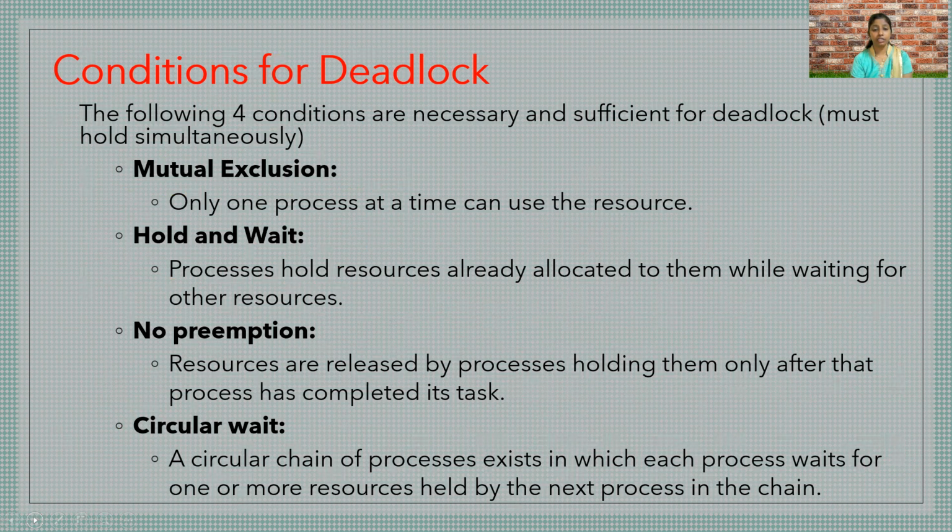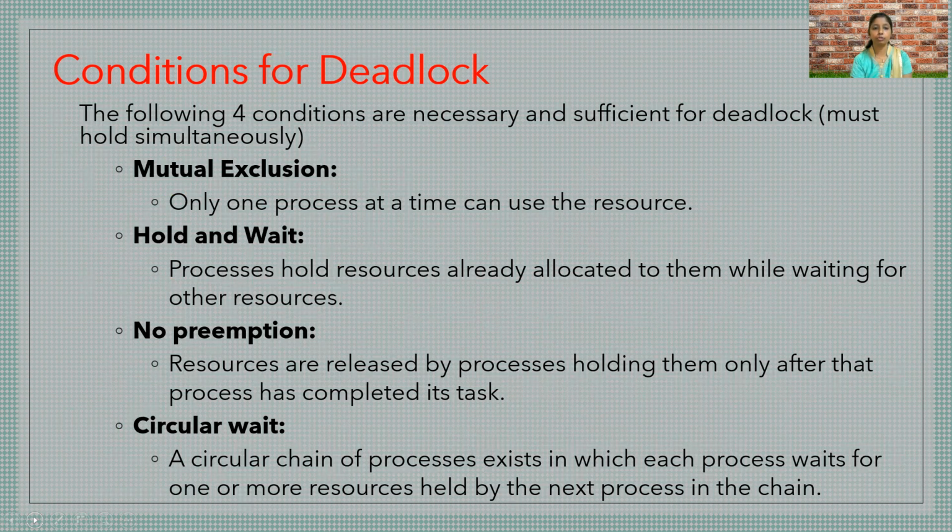For a deadlock condition to occur, there are four important conditions that have to simultaneously hold good. These conditions are also called the Coffman conditions, which are very important and called the necessary and sufficient conditions for deadlocks. Number one is mutual exclusion. Number two is hold and wait. Number three is no preemption. And number four is circular wait.